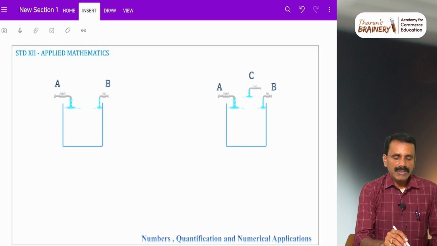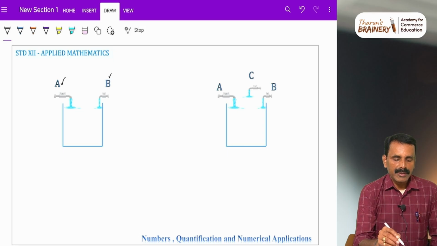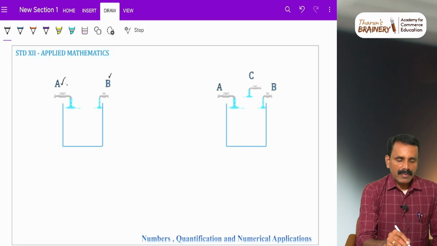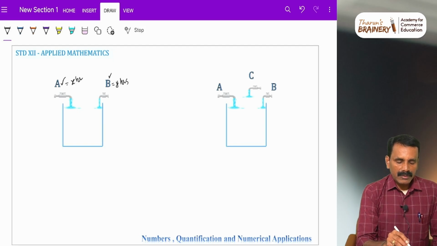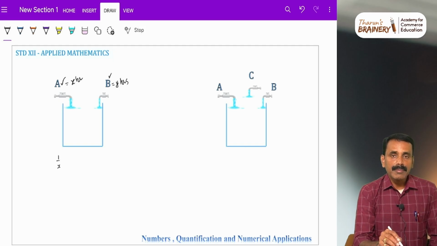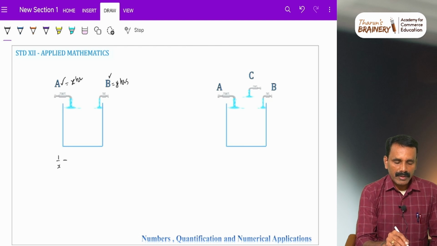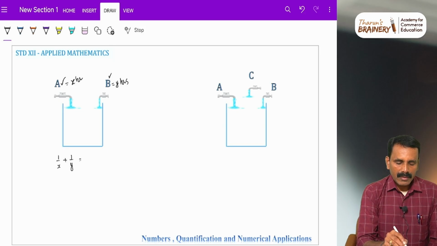We have a scenario in which the tank is filled by two pipes, A and B. If A takes X hours to fill and tap B takes Y hours to fill the tank individually, then the part of the tank filled in 1 hour will be 1 by X by pipe A, and the part filled by pipe B in 1 hour will be 1 by Y. If they are operated simultaneously, the part of the tank filled in 1 hour will be (X plus Y) divided by XY.